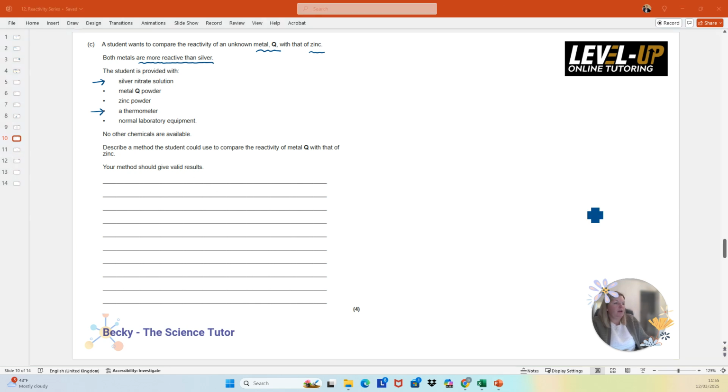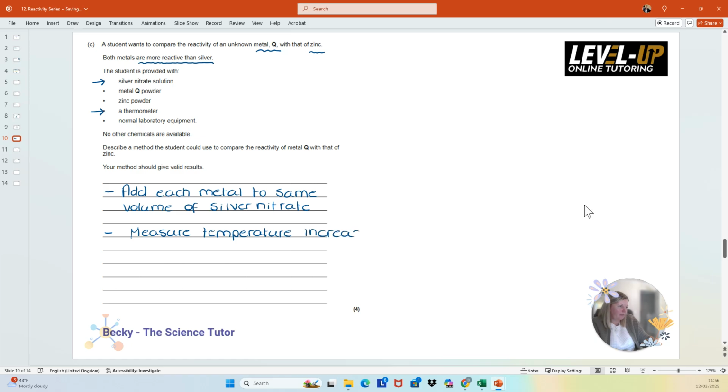Okay, so what we can do is add each metal to the same volume of silver nitrate, and we can measure the temperature change or measure the temperature increase. And the highest temperature change means that it's more reactive.